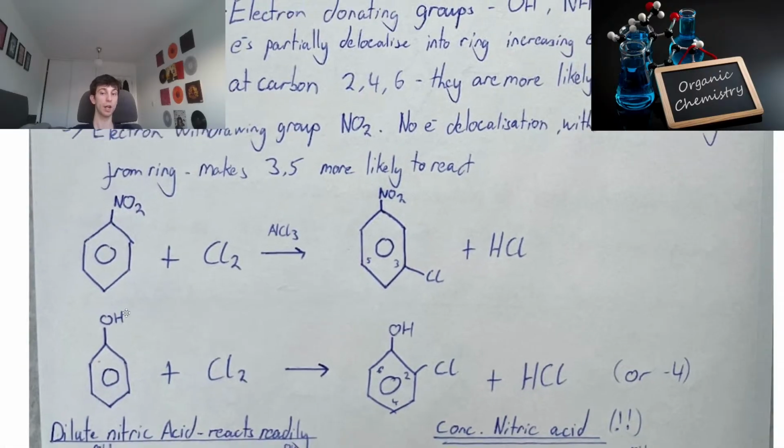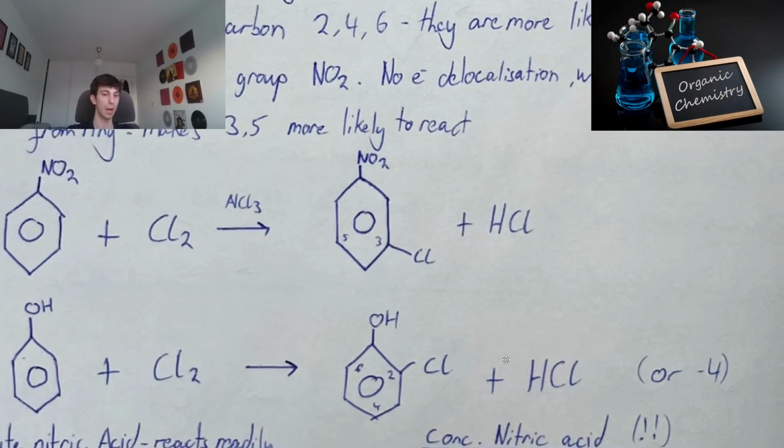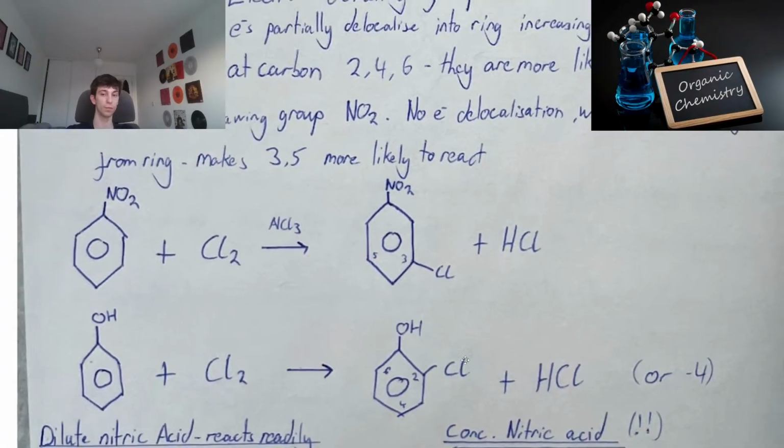Then with our phenol guys, that OH group is 2,4,6 directing because the electrons partially delocalize into that ring of electrons or pi system, whatever you want to say. Increases electron density, more susceptible to electrophilic attack. Carbons 2, 4, and 6 increase in electron density. So we have that chlorine electrophilic substitution on, for example, the second carbon. And we form HCl, or it can be 4.